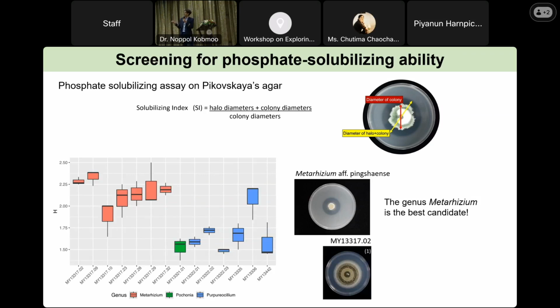And here you can see that Metarhizium in general tends to solubilize phosphate much better than Purpureocillium and Pochonia. So apparently, Metarhizium is also a very good candidate as a plant biostimulant.